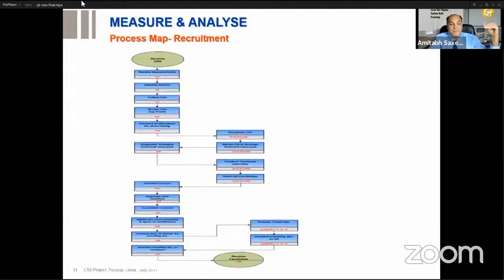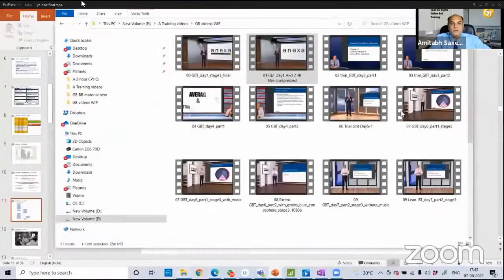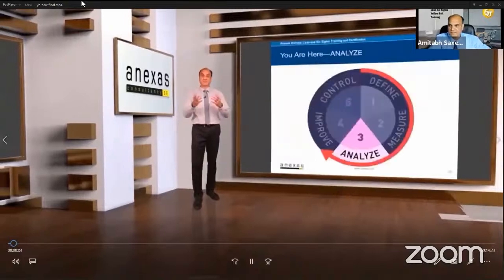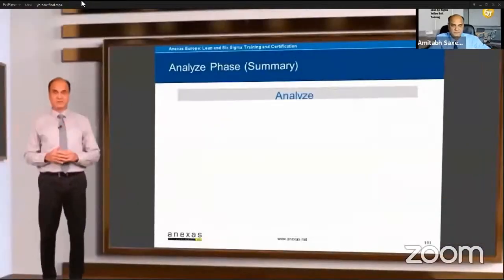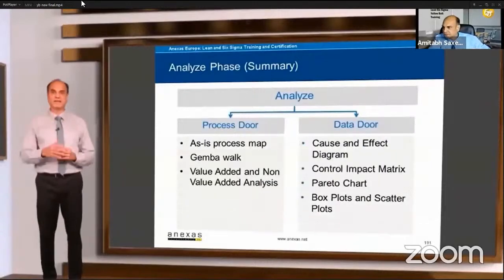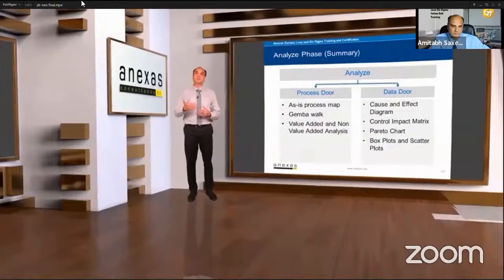Now I go to the analyze phase. I have got 2 doors, process door and data door. So let me explain that. That will help if I take the help of a video. Once we have collected the data in the measure phase, now it is time to analyze. After all, we have collected the data to analyze and get the root causes. How would you do that? You can follow 2 doors, process door and data door. In the data door, you start with a cause and effect diagram, then move to control impact matrix, then maybe you would like to do the root cause analysis using the 5 why technique.